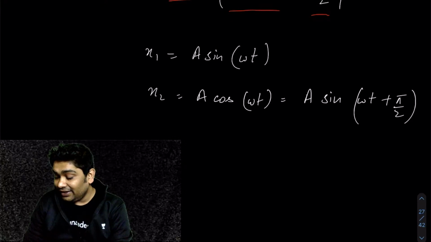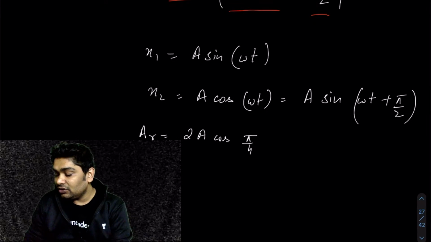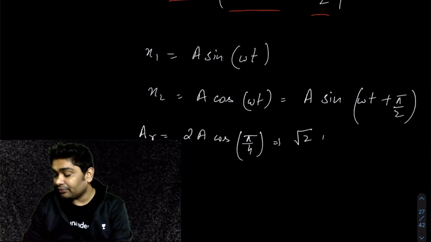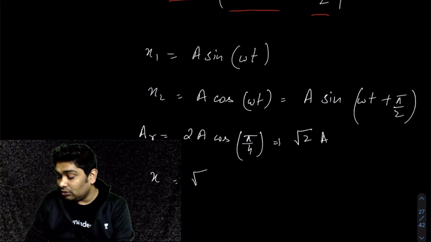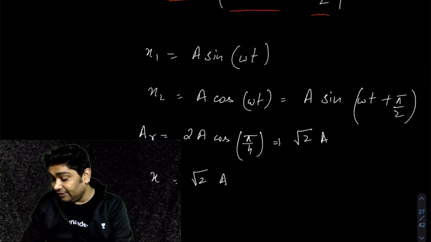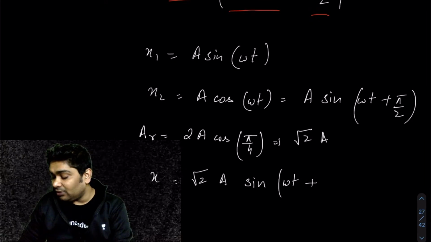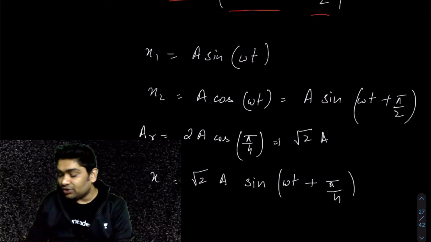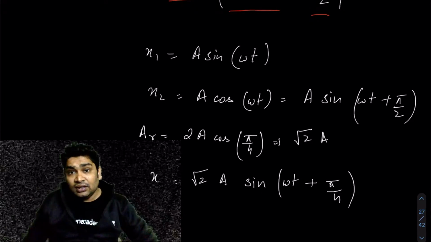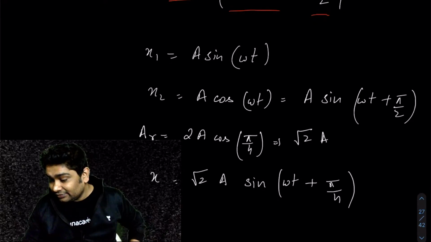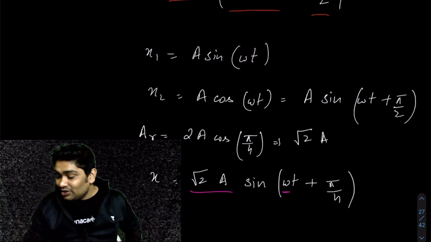So A resultant, what would that be? 2A cos of pi by 4. So A resultant is nothing but root 2 A. Correct? So what will be the equation? X would be equal to root 2 A, and I will have sine of omega t plus the phase of 1 plus delta phi by 2, so pi by 4. This would have been the equation of the resultant SHM. Okay, now once I have the resultant equation, now the energy I can calculate. So this is an alternate method again. So this is the amplitude, this is the omega. What is the energy going to be?